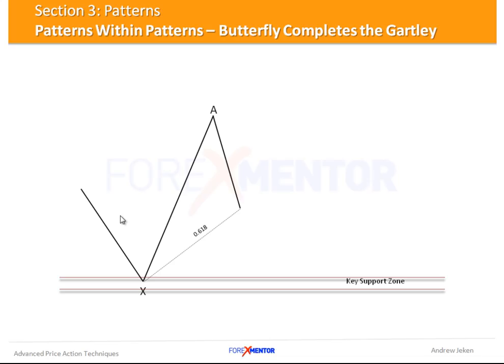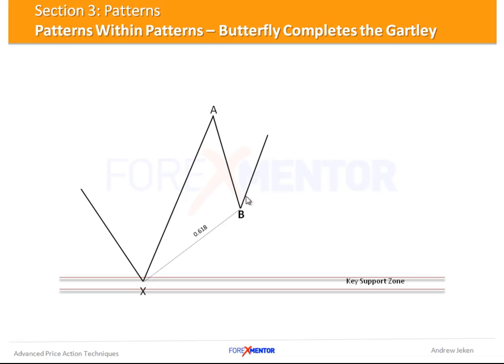Now this pattern can set up anywhere from a 5-minute to 4-hour chart. I like to trade it from anywhere between a 5-minute to an hourly because it normally gives a decent risk reward on the trade. We now label this, once we've got that 62 retracement, point B.